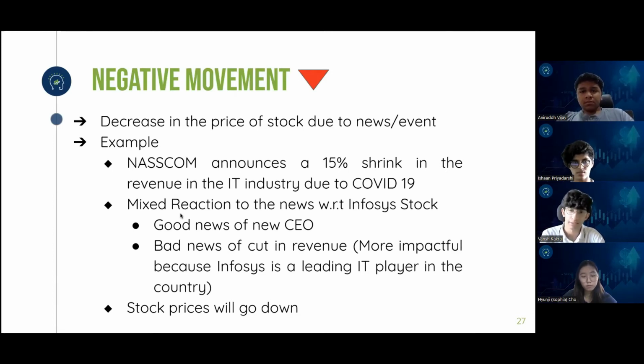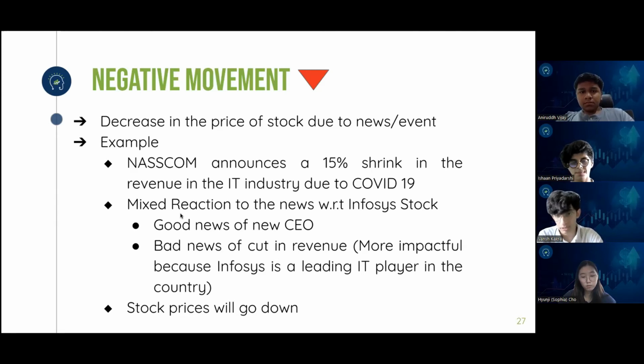So NASSCOM makes a statement right now, and it states that due to the predicted second wave of COVID-19, there would be a 15% shrink in the IT industry, and thus this will have an impact on the industry going forward, because this means that the revenues and profits of IT companies will most likely go down soon, and this is not great news for the IT industry.